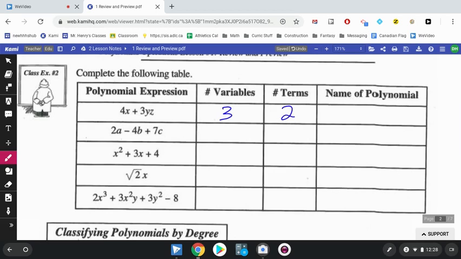And finally, the name of the polynomial. That's asking, another way I could say that is asking you to classify. So how many terms are there? There are 2 terms. The name for a 2-termed polynomial is a binomial.